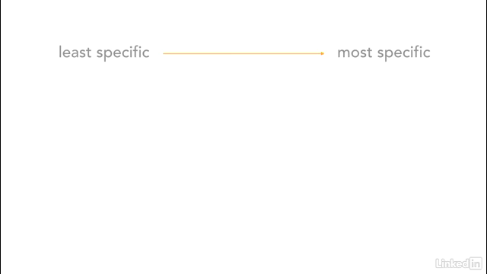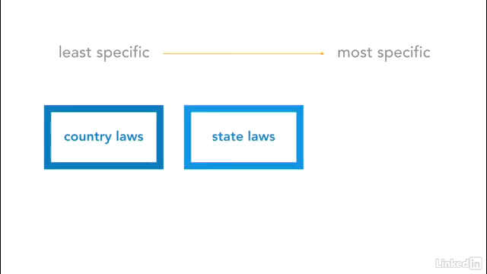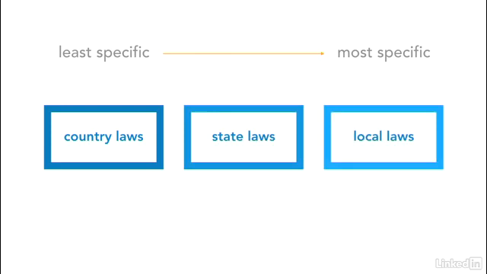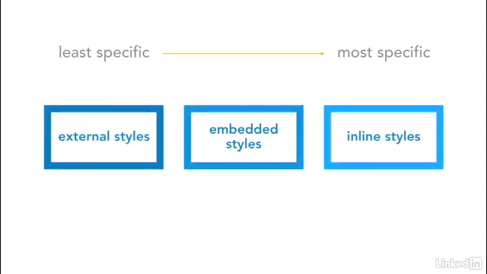A simple framework for this might be to think of government laws. There are broad laws at a federal or country level that apply. There are additional state or province laws, but ultimately it's the local laws that rule. Similarly, external style sheets tend to offer the broadest style rules. However, it's the inline styles that ultimately win if they exist.